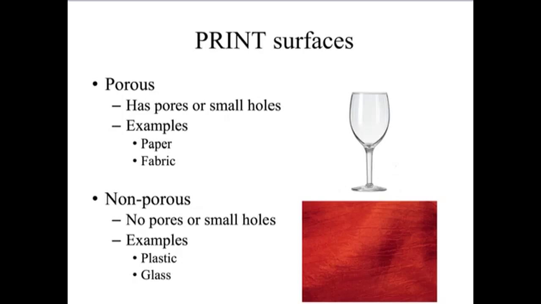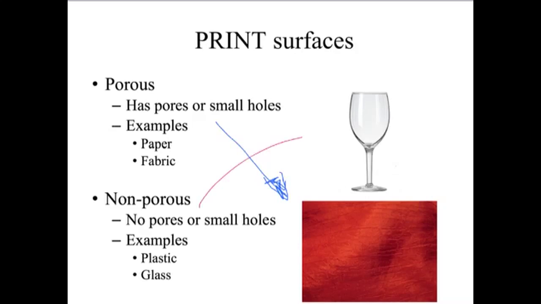There are also two different types of surfaces that prints can be left upon, porous and non-porous. A pore, if you think of the pores in your face, they're small little holes. Similarly, a porous surface is going to have small holes, small imperfections. Paper or fabric are examples of porous material.